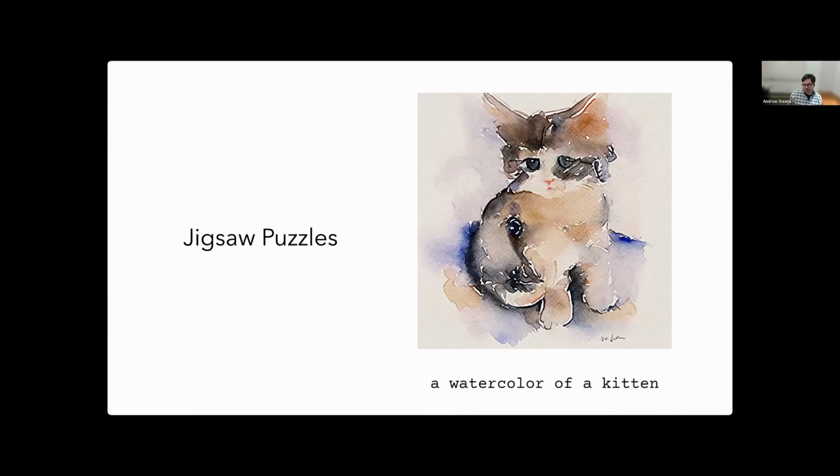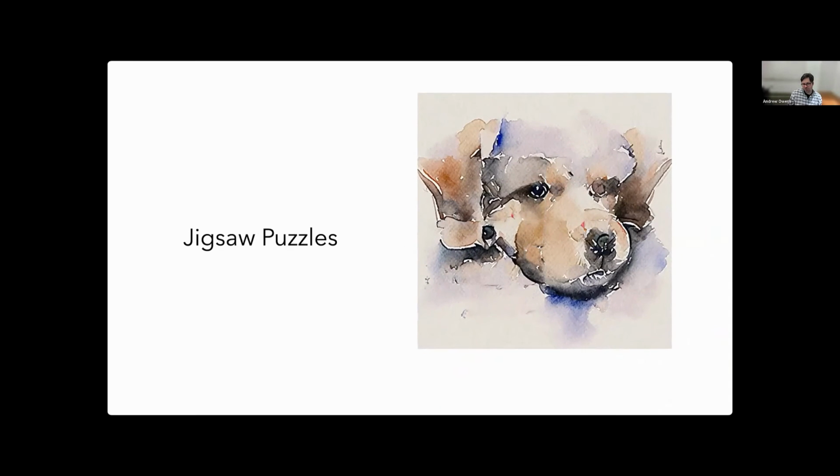And another really interesting special case of this is our jigsaw puzzle. So this is a watercolor of a kitten. We see a kitten from one perspective, but really this image is made out of jigsaw pieces. And if we rearrange those jigsaw pieces, then we can create a watercolor of a puppy. And so you can create a puzzle that has two different solutions, one of which is a puppy, one of which is a kitten, a 2-for-1 puzzle purchase.